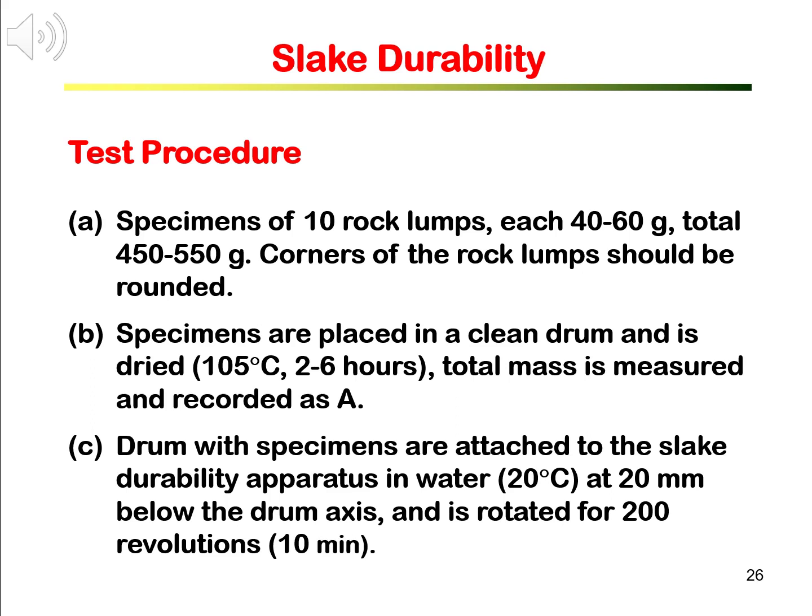The drum with rock lumps specimens is attached to the slake durability apparatus. The water tanks are filled with tap water at room temperature, typically at 20 degrees C, to the level at 20 mm below the drum axis, or 50 mm above the drum bottom. Now the drum is partially in water and the rock lumps are fully submerged in the water.